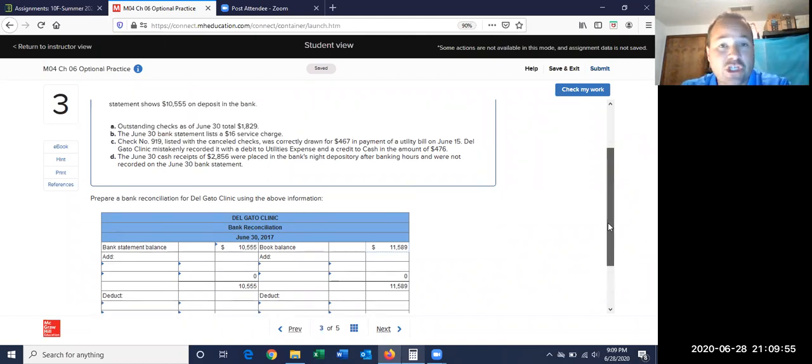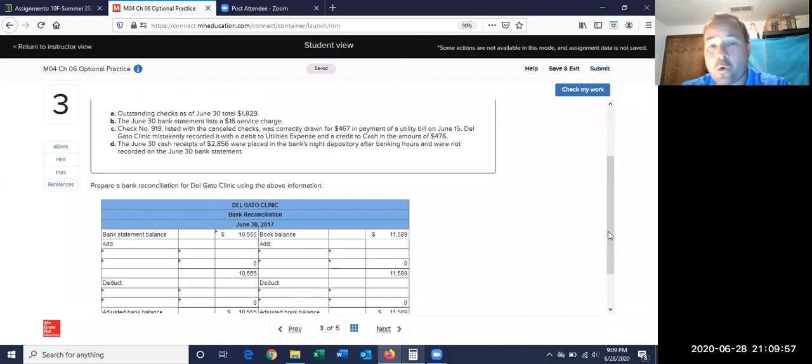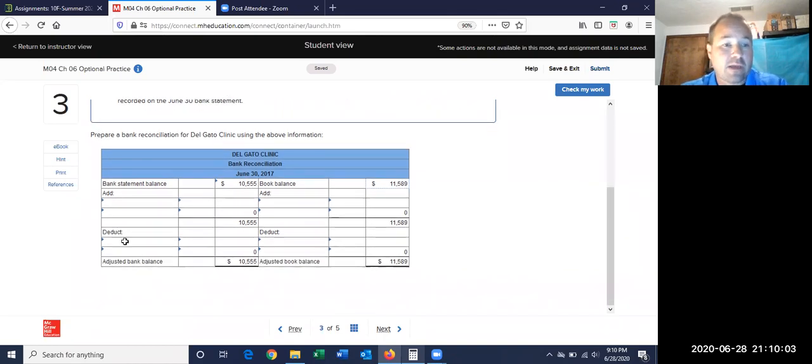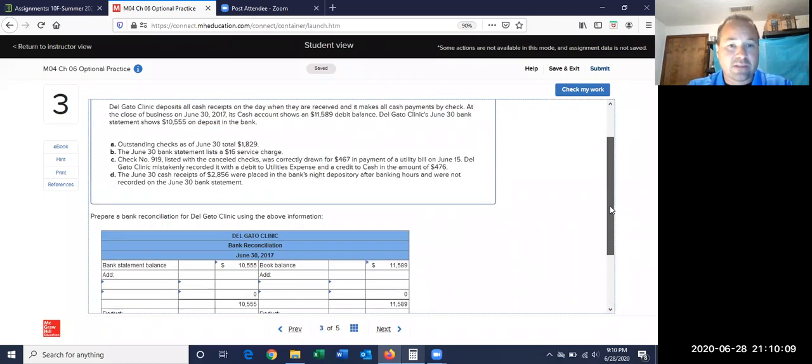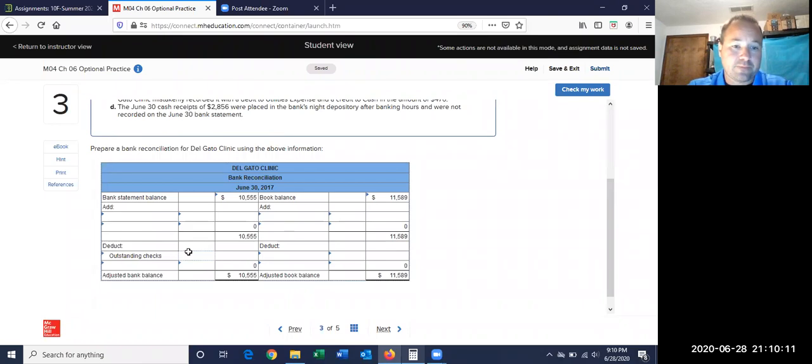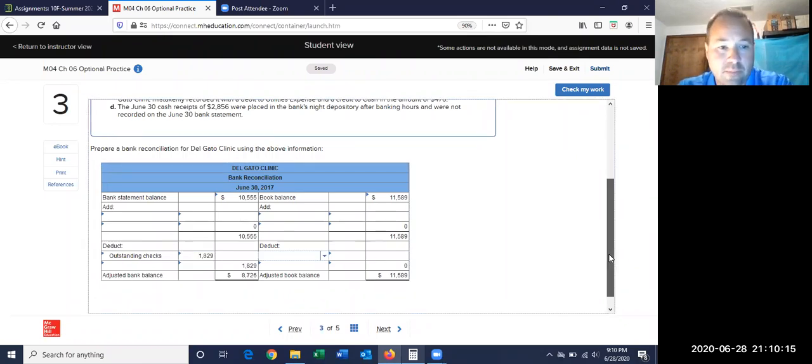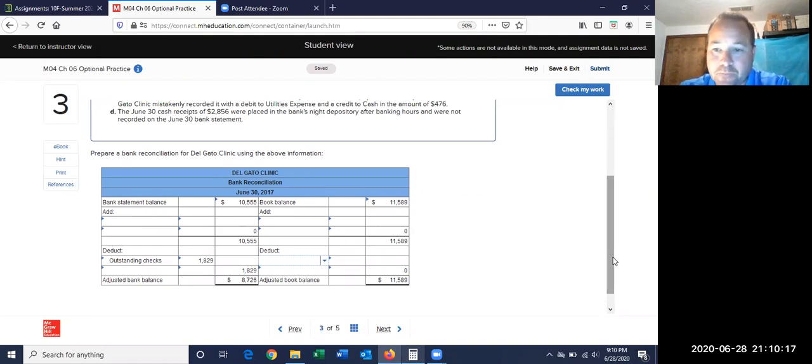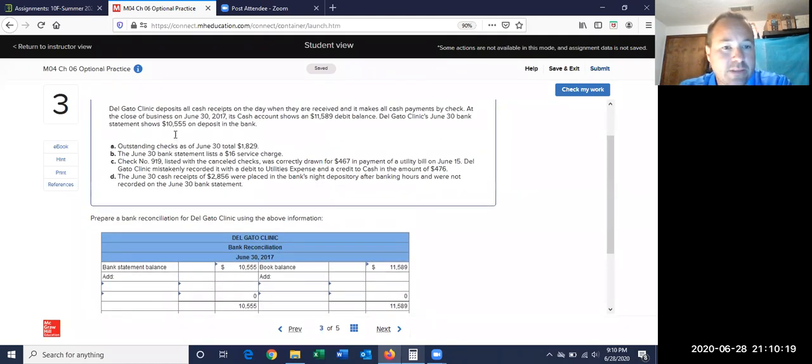And then we got to think what a check does. If I wrote a check, does that increase or decrease my cash? Well, it decreases it. So I want to come down here and put outstanding checks, and then the amount, $1,829. Okay, so we took care of A.